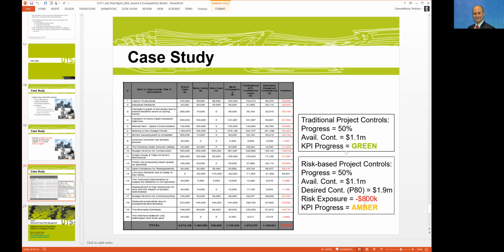And that negative will give you the KPI progress of Amber. So you can see how risk-based project controls is different. What it is telling us is that you are starting to get into the Amber zone and not in the green. Your traditional progress report might show green, but the new way of risk-based project controls is giving you amber. So it's actually highlighting the problem, and that's part of the contingency control.